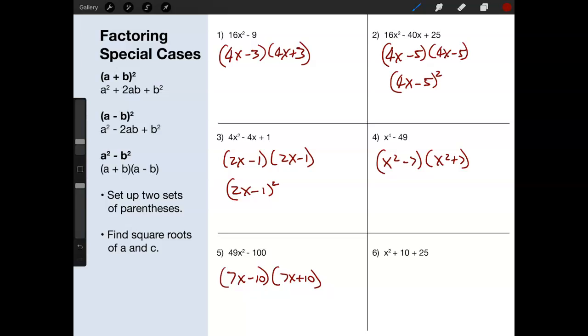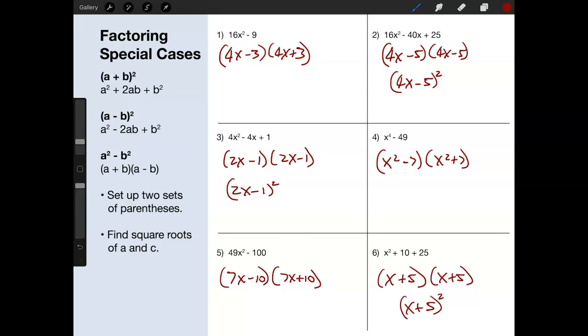And for example number 6, we have x squared plus 10x plus 25. The square root of x squared is x. The square root of 25 is 5. We write that twice, and the simplified answer here is x plus 5 squared.